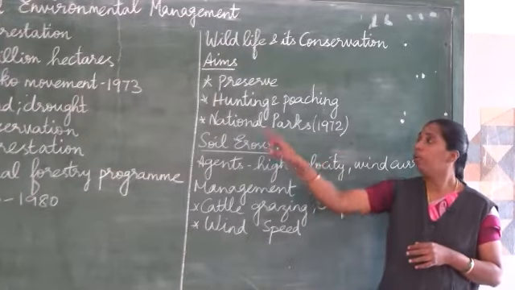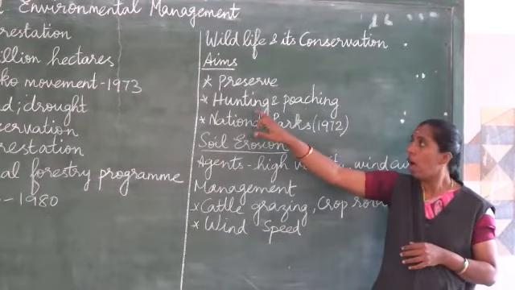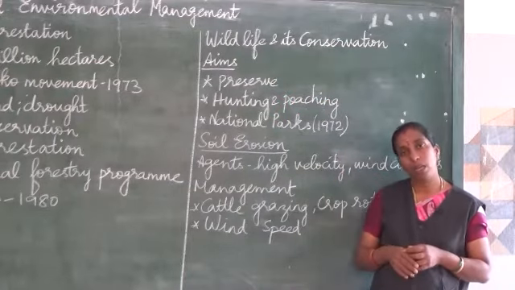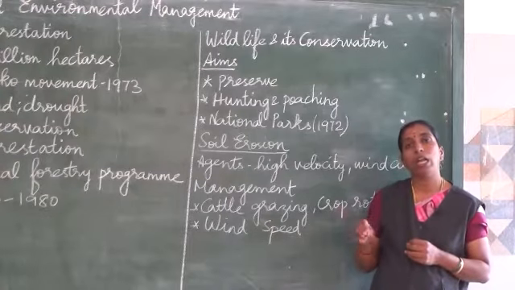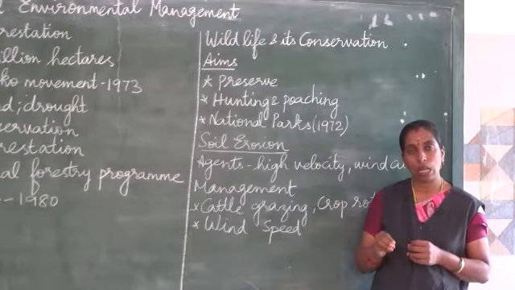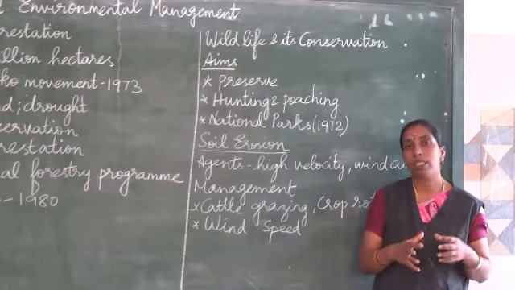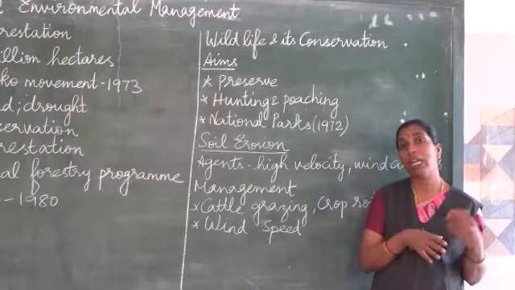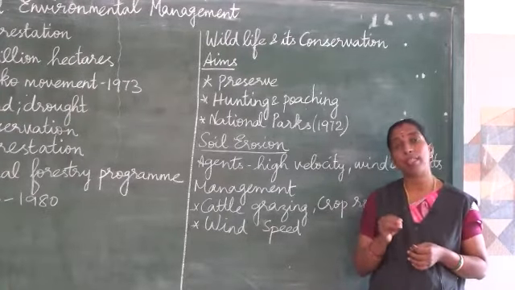So many, we have to preserve the plants and animals, and hunting and poaching of animals should be completely avoided. So many acts are there against illegal poaching of animals. Poaching means illegally hunting animals, or cutting sandalwood trees. That is all illegal work against the government. So for all this, so many acts are there.